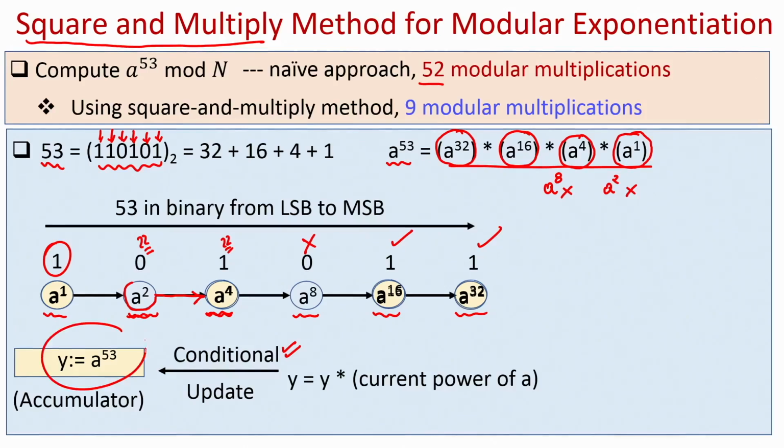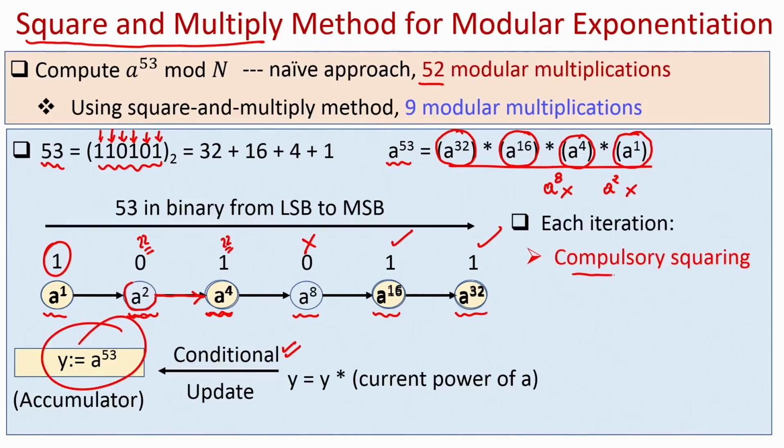So, you can see that in each iteration I will be doing a compulsory squaring, that is why the name square. Okay. And why I have to do a compulsory squaring, because I have to obtain the next higher power of a, and there is an optional accumulation depending upon whether my current bit of the exponent is 0 or 1.